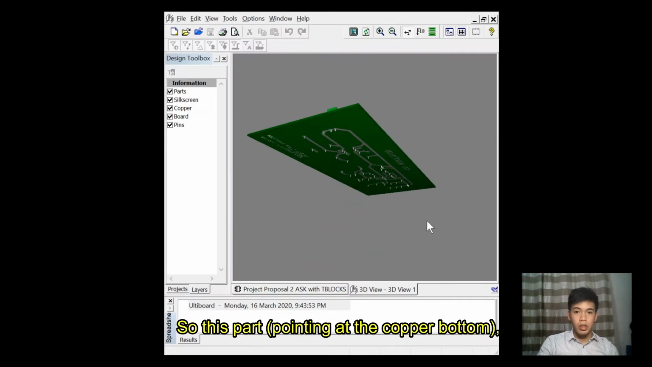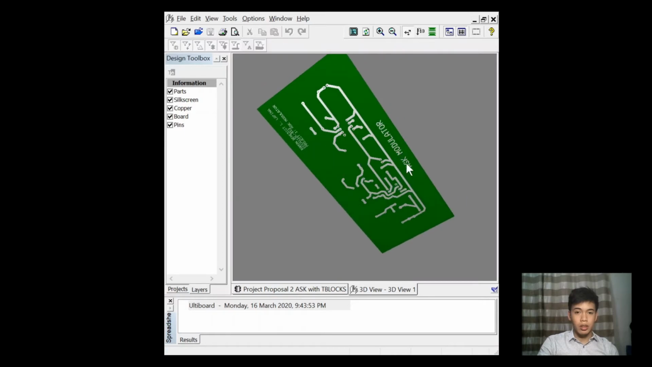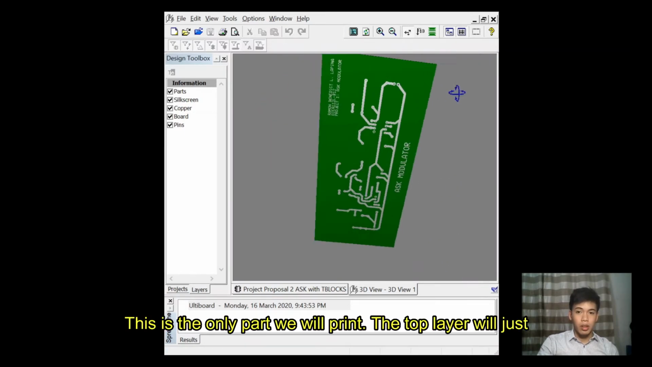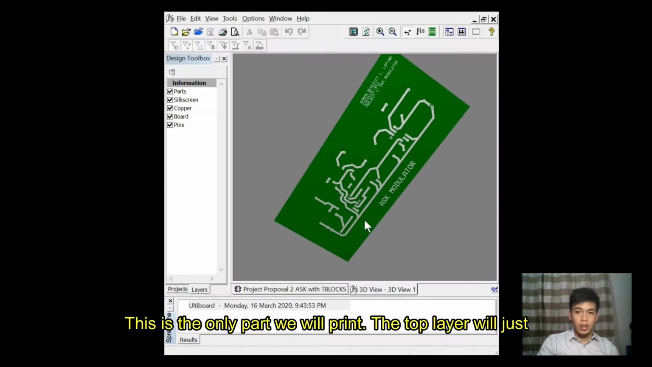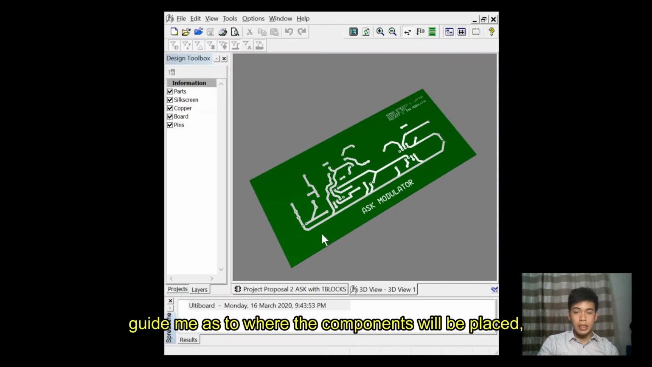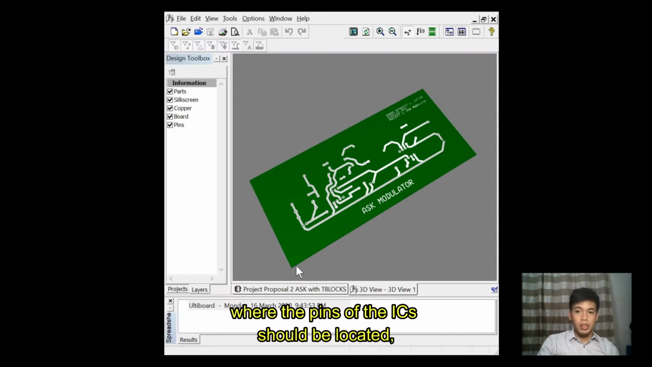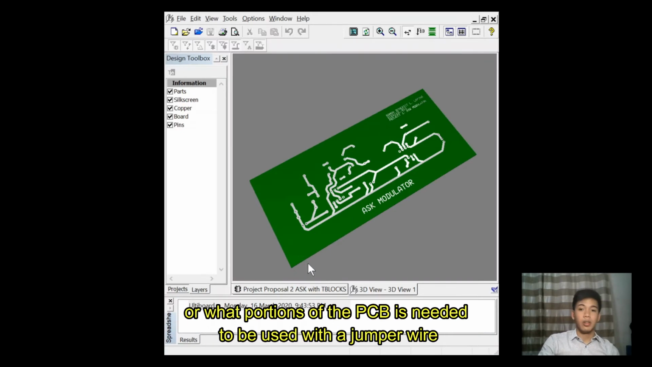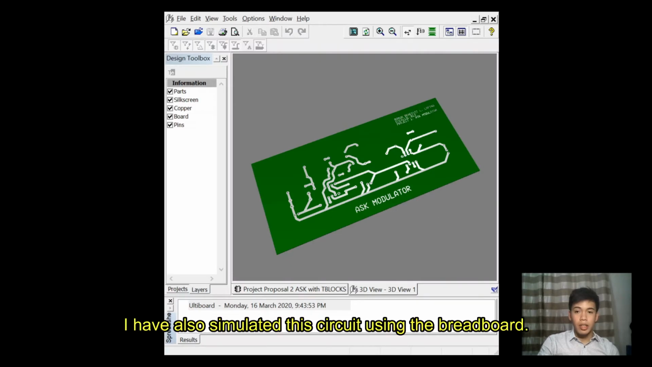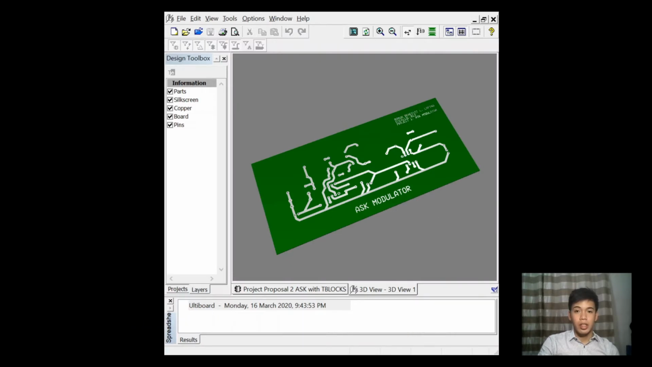So this part here is the only part we will print. The top layer will just guide me as to where the components will be placed, where the pins of the IC should be located, or what portions of the PCB need to be used with a jumper wire. I also simulated the circuit using a breadboard. As evidence, let us look at this clip.